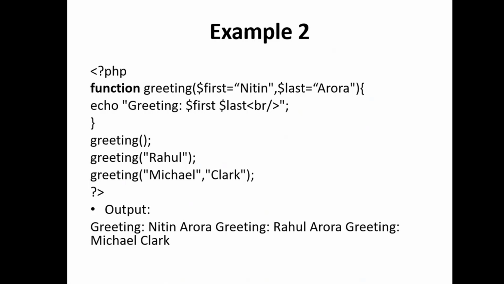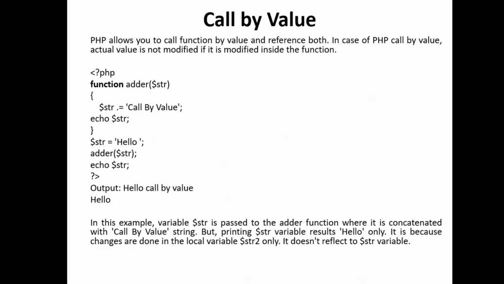So these are the default arguments. Then we have the call by value. PHP allows you to call function by value and reference both. In case of PHP call by value, actual value is not modified. It is modified only inside a function.